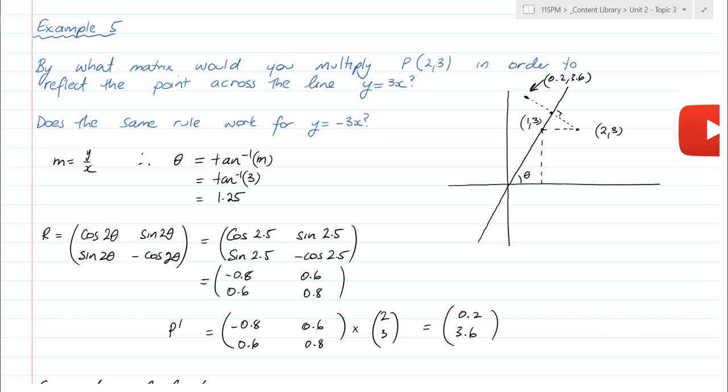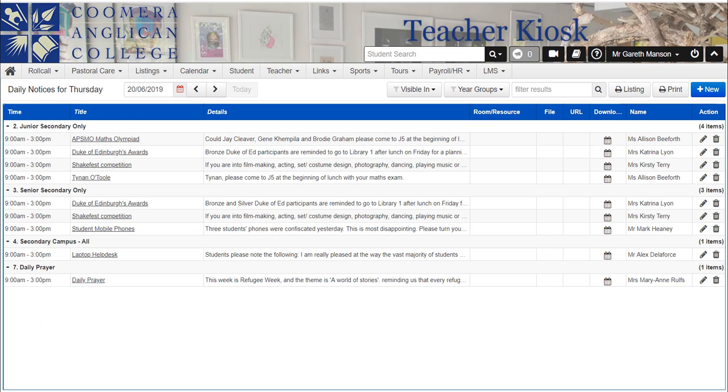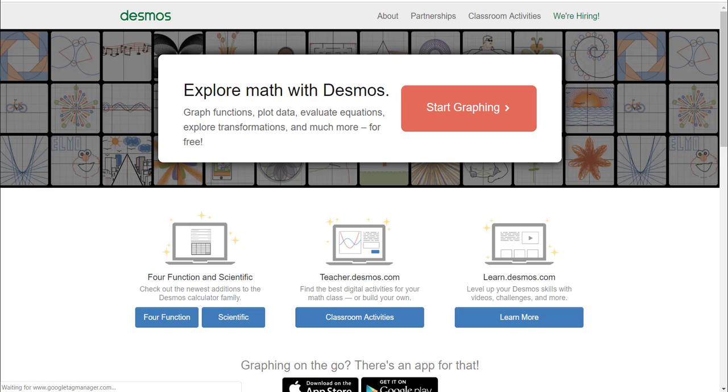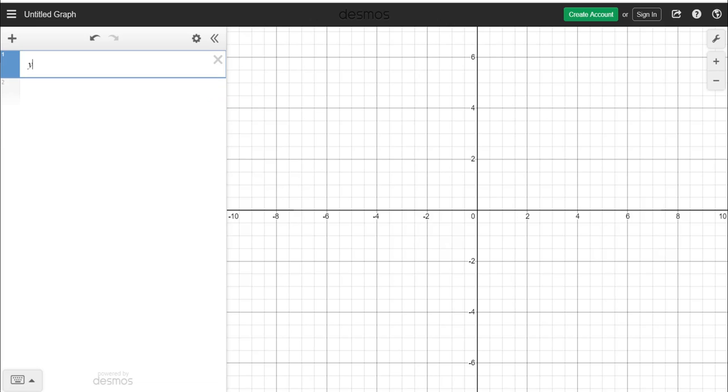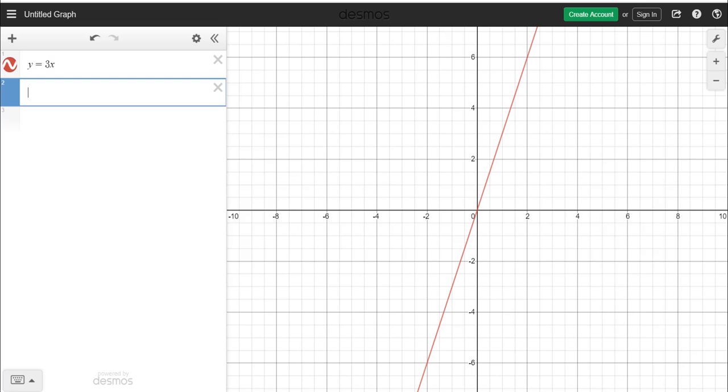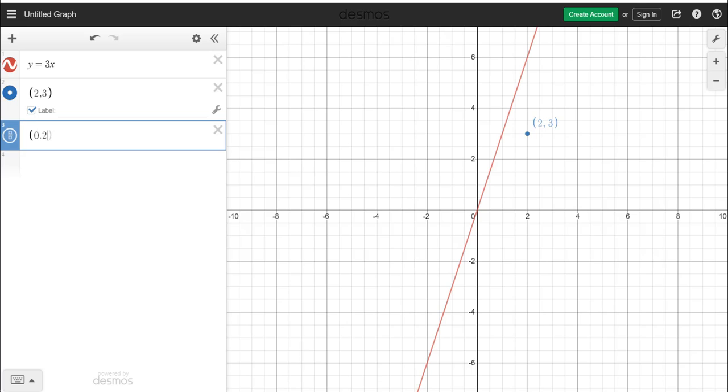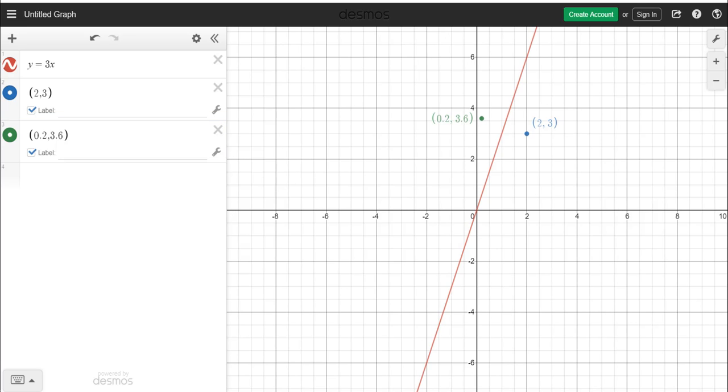Yep, we could confirm with Desmos. You're right. Let's do that, because we can. So was it y equals 3x? And 2, 3 and 0.2, 3.6. How does that look for a reflection across?